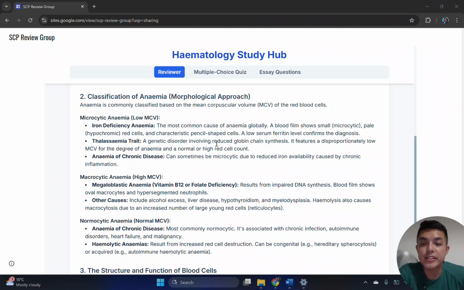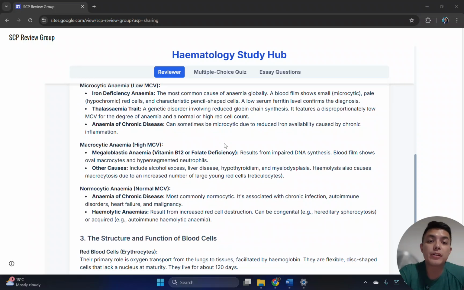So iron deficiency anemia. This is the most common cause of anemia globally. A blood film shows small or microcytic, pale, so hypochromic, red cells and characteristic pencil-shaped cells. A low serum ferritin level confirms the diagnosis, so that's the confirmatory test.